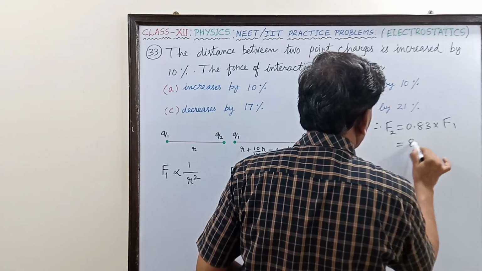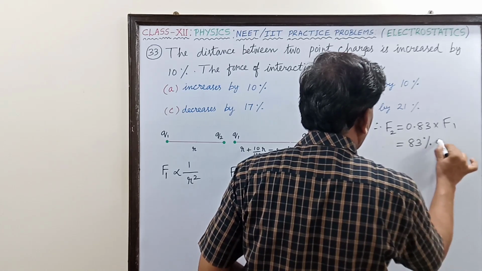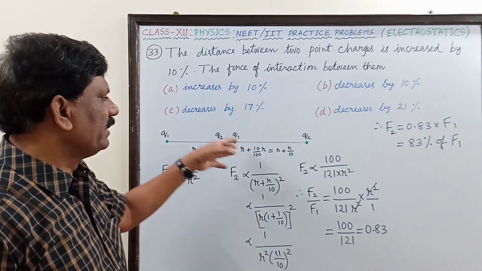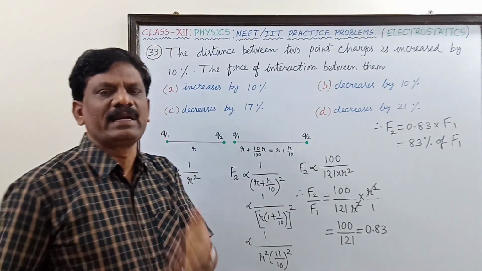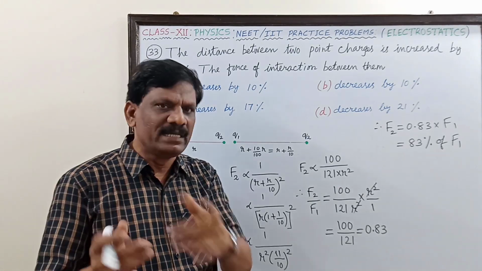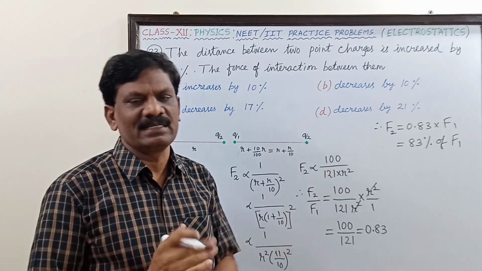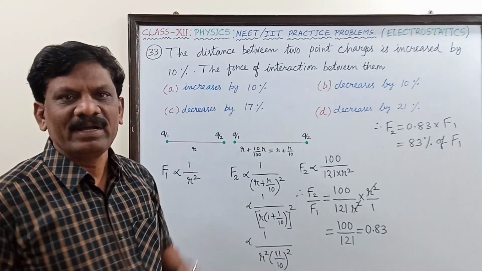So this is equal to what? 83% of the initial force F1. So after increasing the distance, by inverse square law, the force must decrease only first of all, isn't it? So the first option can never be the answer. Only the remaining three we have to check.